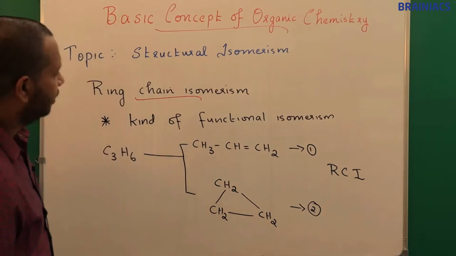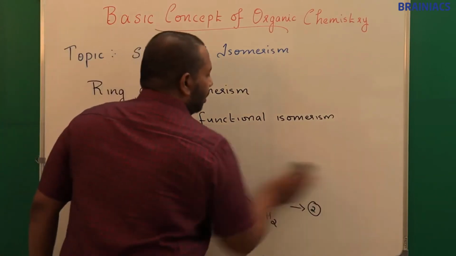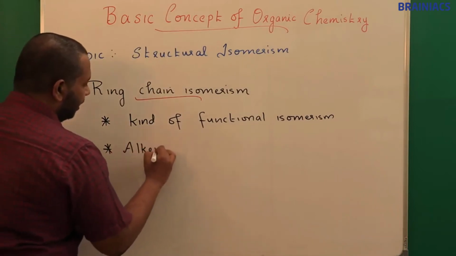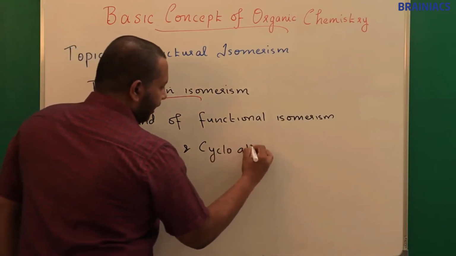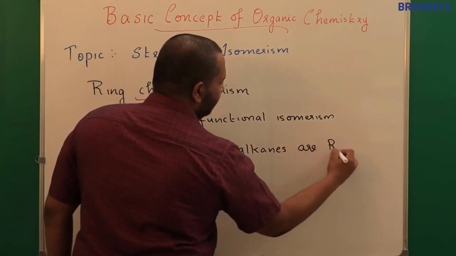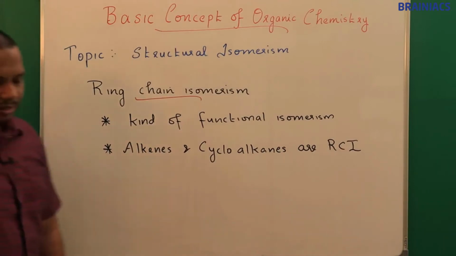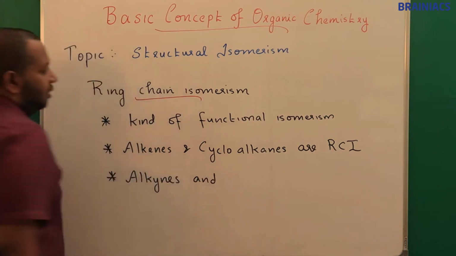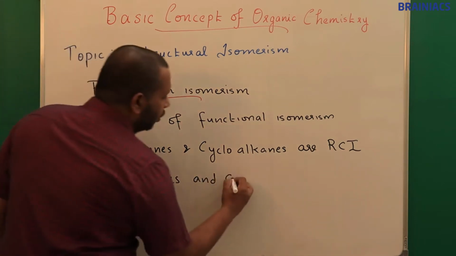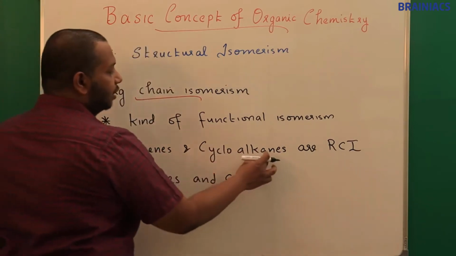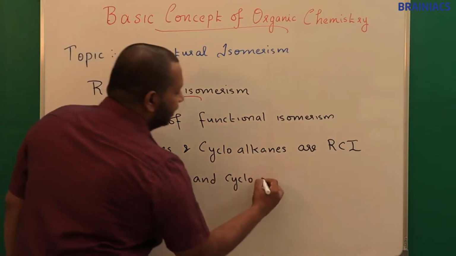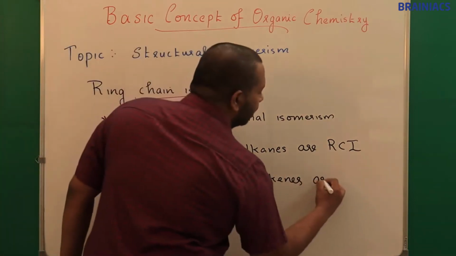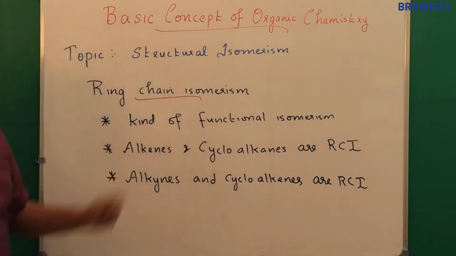So what we can conclude, we can add one point here: alkenes and cycloalkanes are RCI, ring chain isomers. Similarly, alkynes, and can you tell me with what it will form? Cyclo. You can think like this: alkene comes with the cycloalkane, then alkyne will come with the cycloalkene. So alkynes and cycloalkenes are RCI, ring chain isomers. So these 2 points are very important.